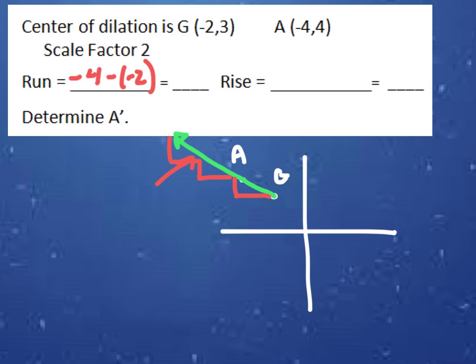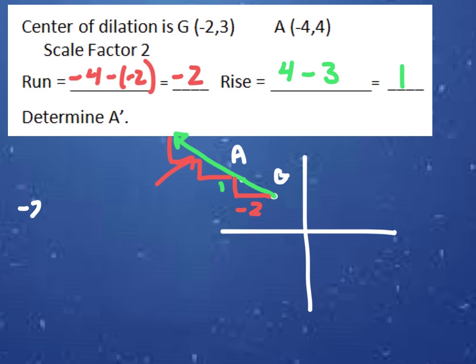So -4 subtracting a -2 makes that +2. So that is overall a -2 motion. That makes sense, right? We went left 2. The rise, on the other hand, will be a 4 subtract a 3, which happens to be a 1. So our rise is a 1. Hey, that's perfect. And now let's do the calculation.